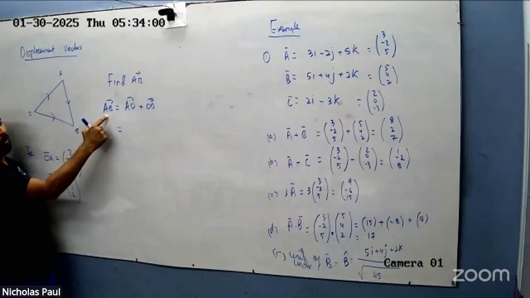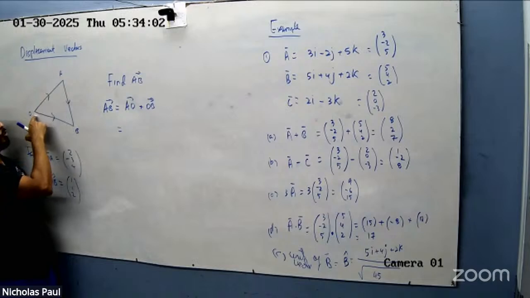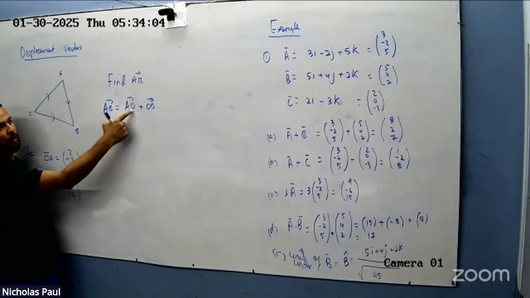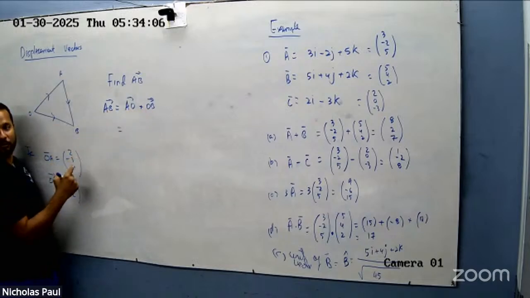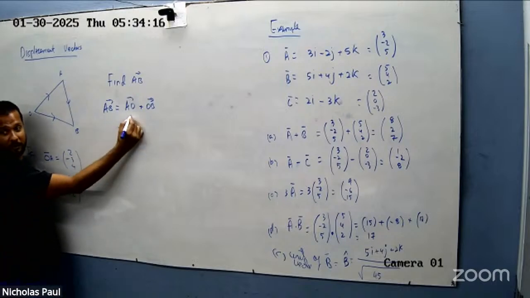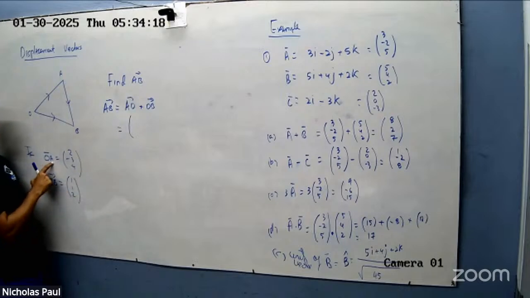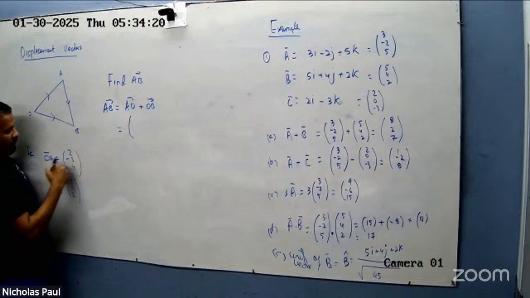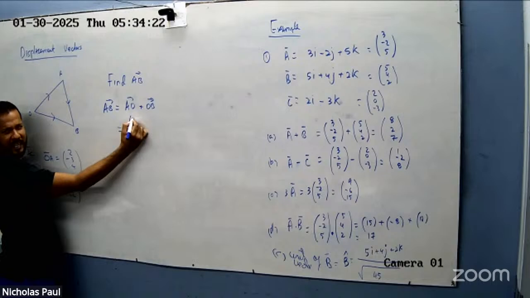No, we found AB already. AO plus OB. But the question I'm asking is how to find AO. We have OA, but there's OA and then AO. Flip it, change the sign.